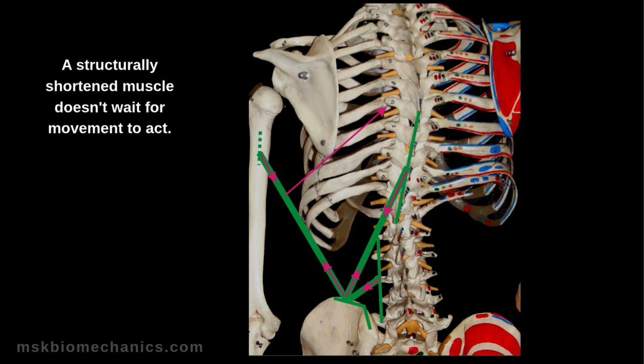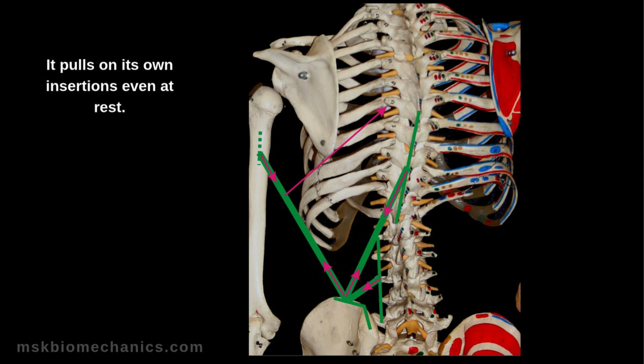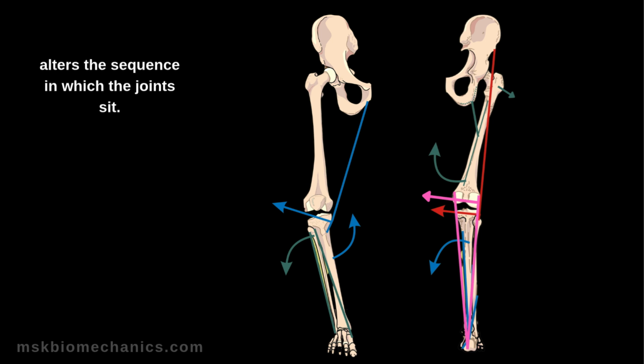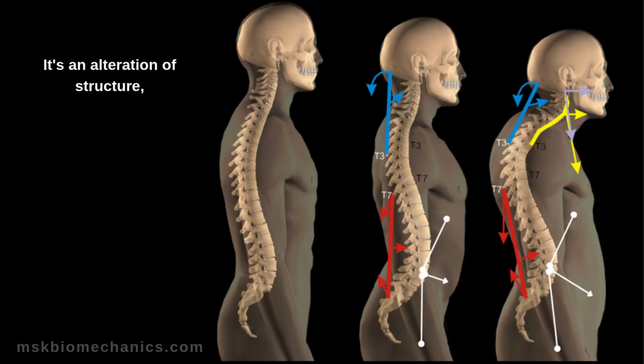A structurally shortened muscle doesn't wait for movement to act. It pulls on its own insertions even at rest. That constant traction shifts the joint axes, compresses them, alters the sequence in which the joints sit. It's an alteration of structure, present before the patient makes a single move. But when structure is altered, so is function.